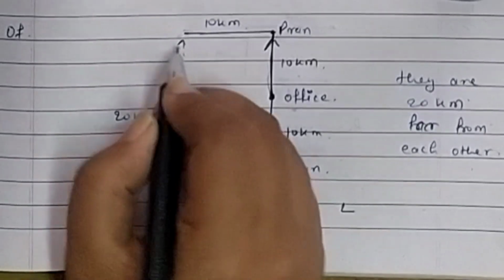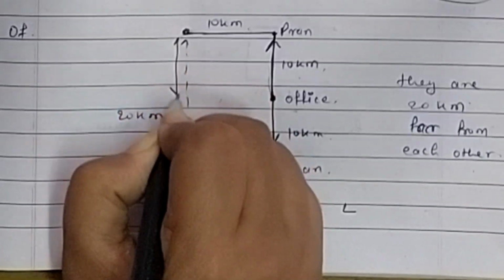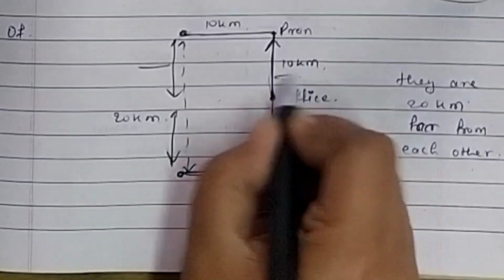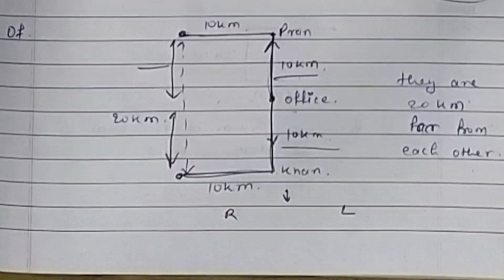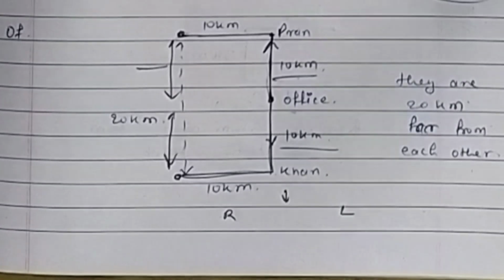Hence, the distance between Pran and Khan will be the addition of this distance and this distance. So we know that this is 10, this is 10, which will combine to form a distance of 20 kilometers, and hence we can say that Pran and Khan are 20 kilometers away from each other, which is our option C.